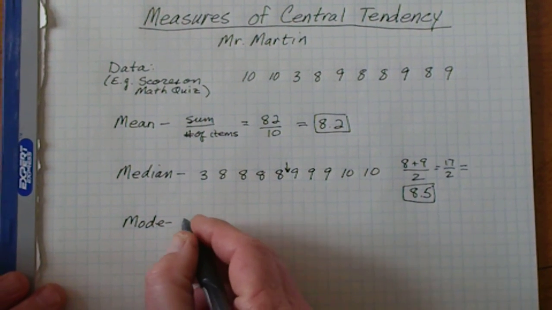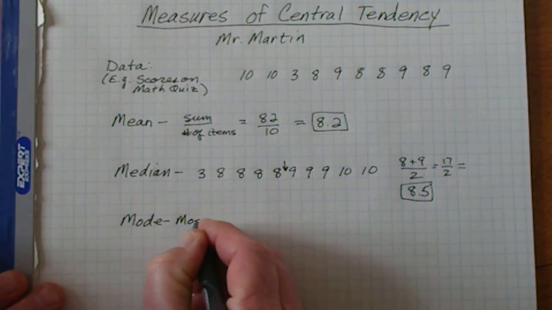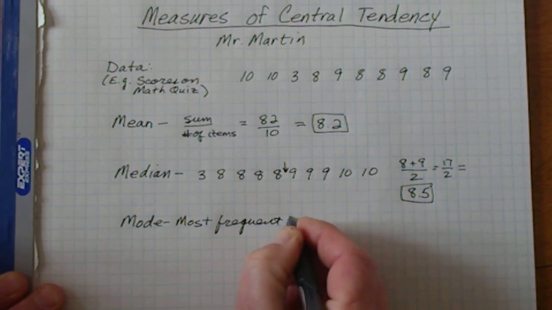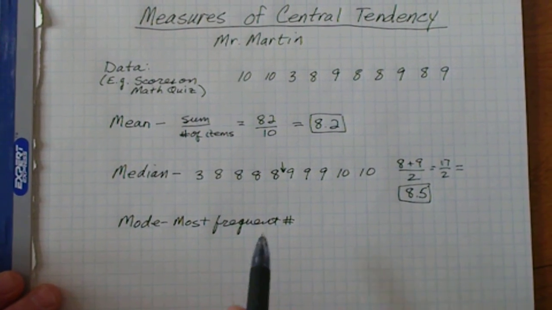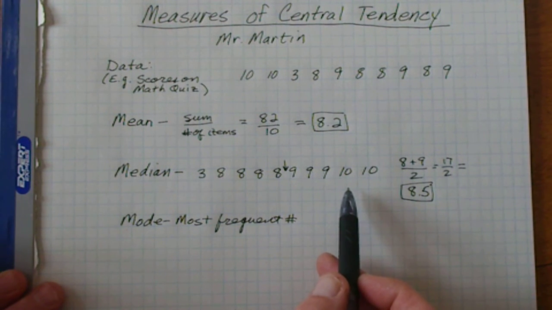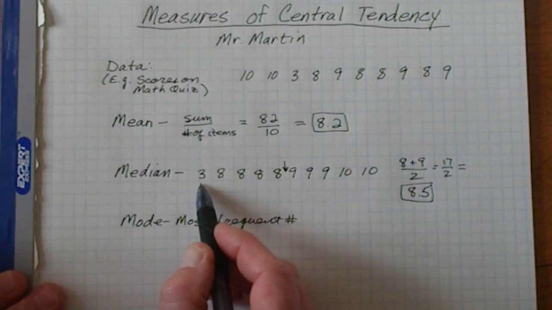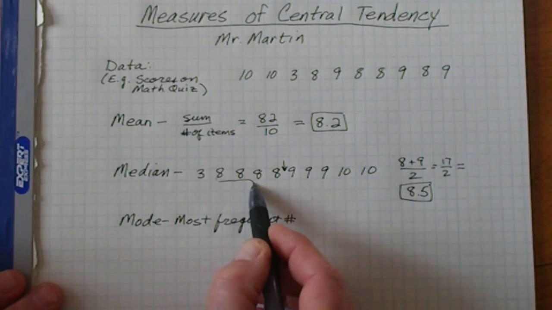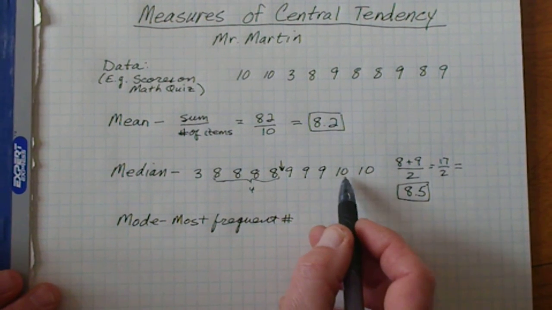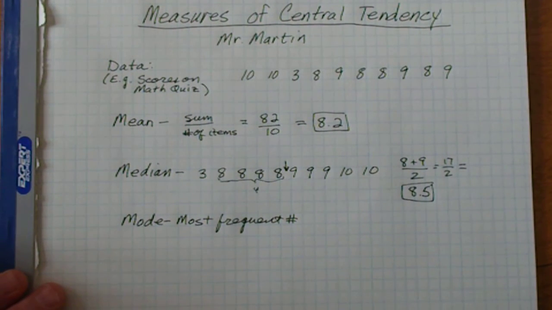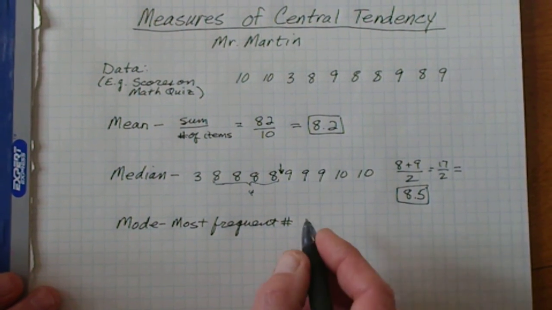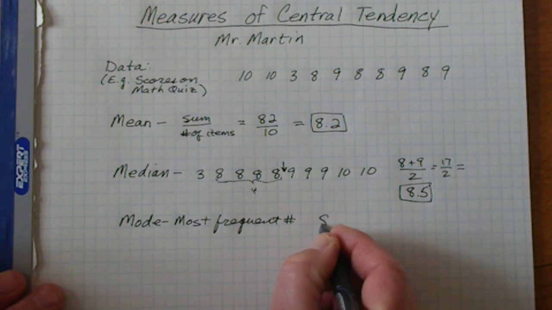Now the mode is the most frequent number. Here we look at all the different items, and it's best to look at them when we've ordered them. We have one 3, so clearly 3 isn't it. We have four 8s, three 9s, and two 10s. So the mode, the most frequently occurring number, is 8.